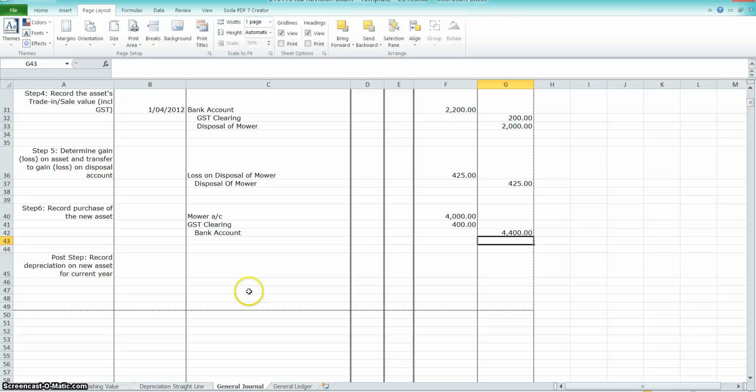Back to our journal page. Now up to the very last step. Okay, we need to record depreciation for this new mower because we bought it in April. Yes, bought it in April 2012. The end of the financial year is June 2012. So we owned it for all of April, all of May, and all of June. So that's 3 months.